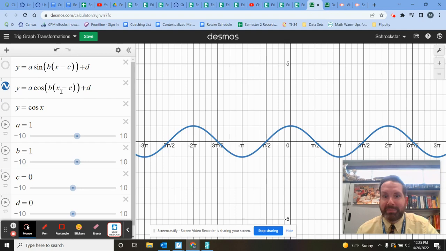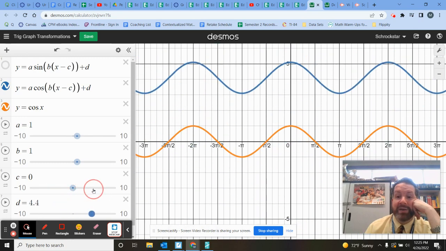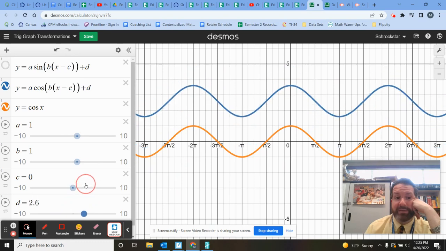I hope you ended up with the same thing I ended up with. Now I'm switching over here to using cosine as my reference, just because we used sine already. Let's give cosine a shot. It ends up being the D. It is the parameter D that makes your graph go up and down, and that's the only one that makes your graph go up and down.